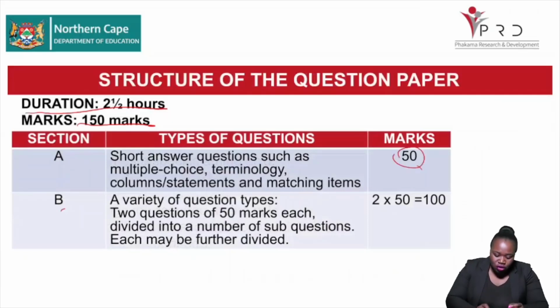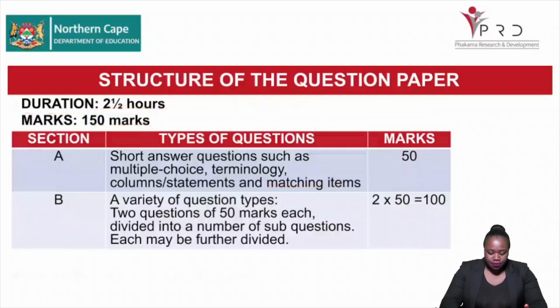Section A is 50 marks. Here we have our short questions, multiple choice, terminologies or biological terms, and the matching column whereby you match column A with column B, right? And then section B, we have question 2 and question 3. Each would be having 50 marks, and those would be the long questions.